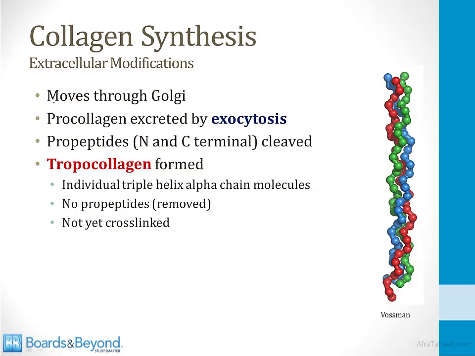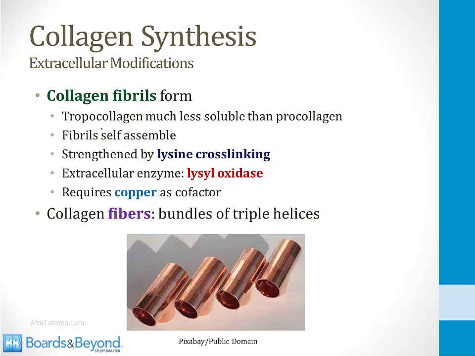After procollagen forms, it moves through the Golgi apparatus, and then it is excreted from cells by exocytosis. After it leaves the cells, the propeptides at both ends are cleaved, and once those propeptides are removed, it is no longer called procollagen, it is called tropocollagen. Tropocollagen is individual triple helix alpha chain molecules with no propeptides. They have been removed, and it is not yet cross-linked. That is the next step that must occur in forming collagen. So tropocollagen will go on to form collagen fibrils.